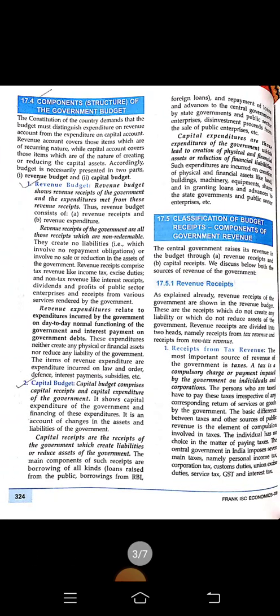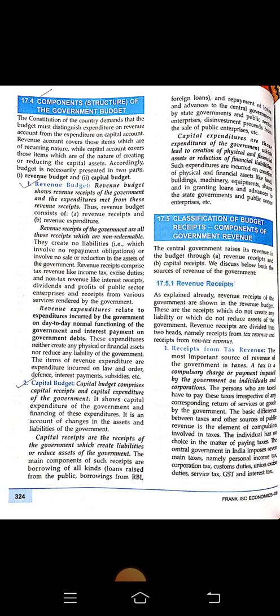Next, what are the components or the structure of the government budget? One is the revenue budget, the other is the capital budget. The revenue budget shows the revenue receipts of the government and the expenditure made from these revenue receipts. Thus, the revenue budget consists of revenue receipts and revenue expenditure.